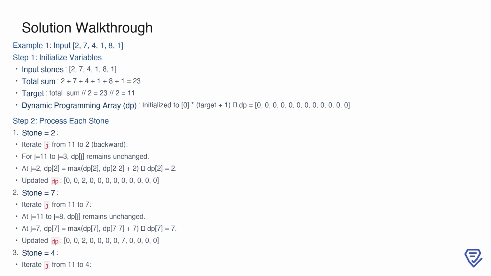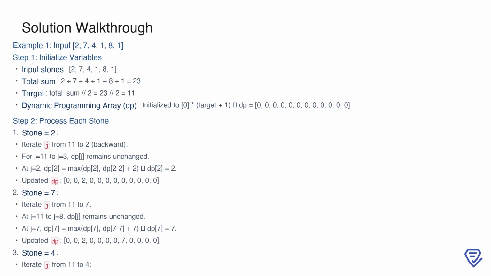To solve this problem, we start by analyzing the input array of stones, which is 2, 7, 4, 1, 8, 1. First, we calculate the total sum of all the stones, which is 23. Our goal is to split the stones into two groups such that the difference between their sums is minimized. To achieve this, we aim to find the closest possible sum to half of the total sum, which is 11.